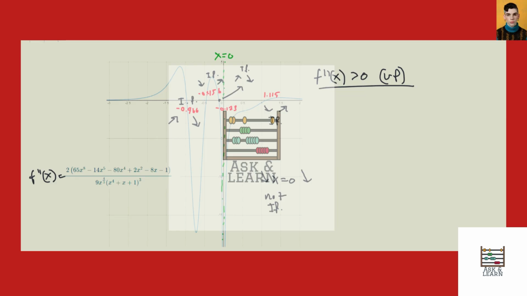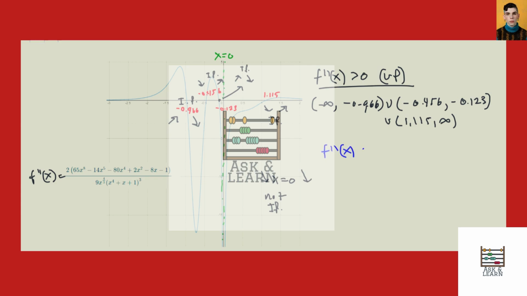All right, so now let's go ahead and actually write out our intervals. So this is going to be negative infinity to our first x-intercept, -0.966. And then we'll union that with negative 0.456 to negative 0.123. And then our last interval of where it is positive will be 1.115 to infinity.